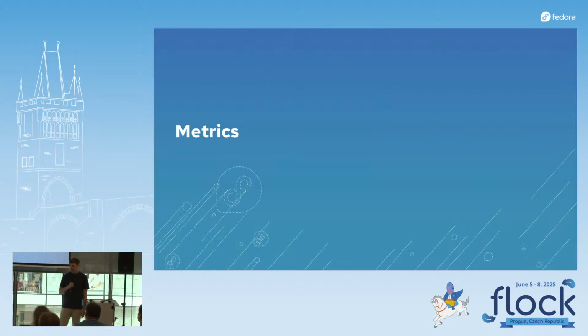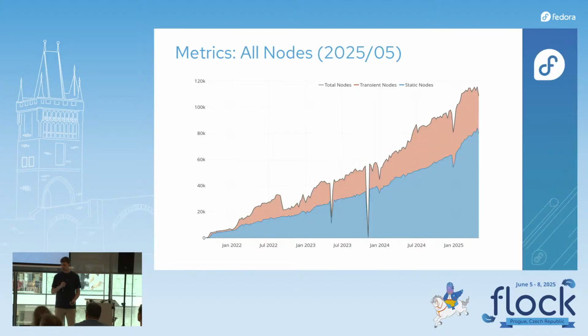So how's this turning out? How many people are using it? Luckily, we have the Count Me stats in Fedora that help us look into this information. So for all of the nodes that we have out there, we have about 110,000 total. About 2/3 of those are CoreOS instances that have been around for longer than a week. And then about 1/3 of those are transient nodes. We call them transient. So they've been around for a week or less.